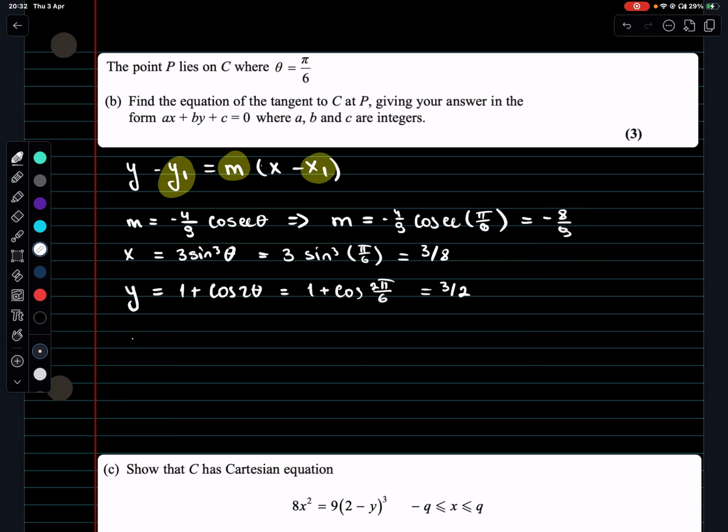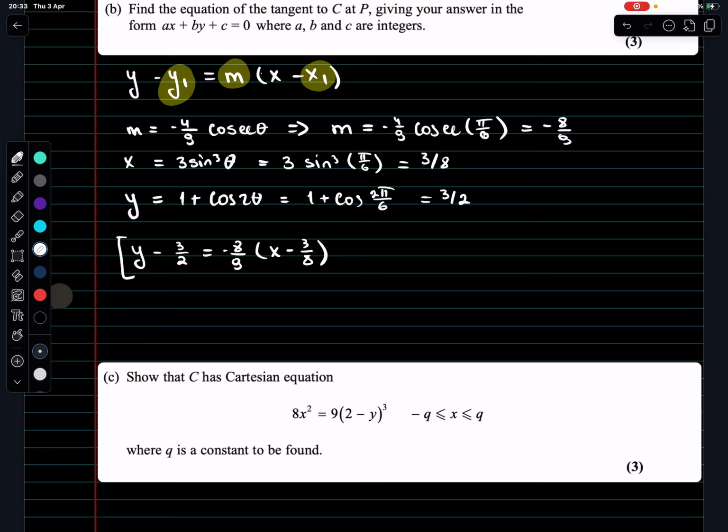Okay, so then the equation is y minus 3 over 2 equals the m, -8 divided by 9, times x minus 3 divided by 8. So I'm going to be multiplying everything by 18 just to get rid of the fractions. If I multiply everything by 18, let's see what we're going to have. So we are going to have 18y minus 27 equals -16 multiplied by x minus 3 divided by 8.